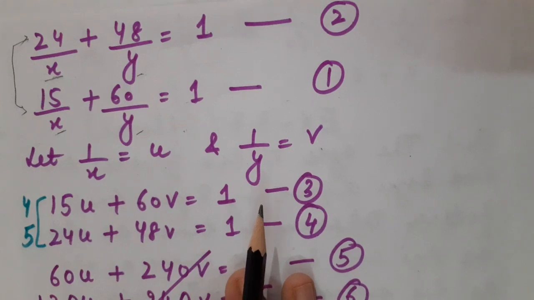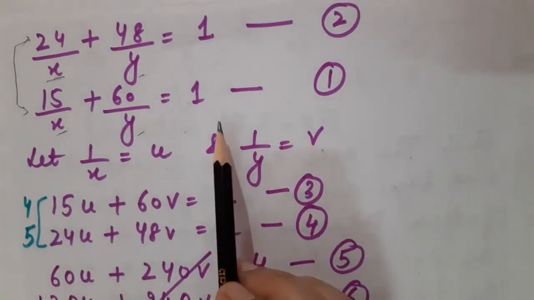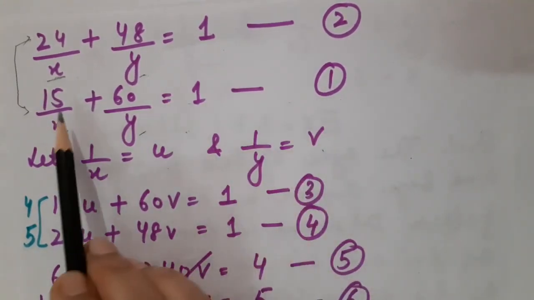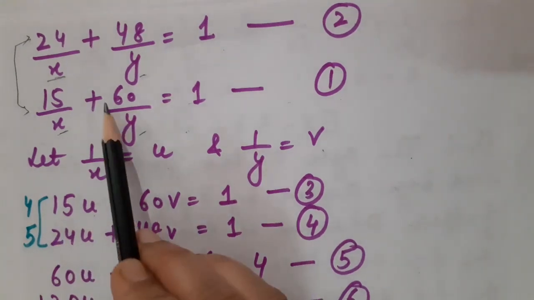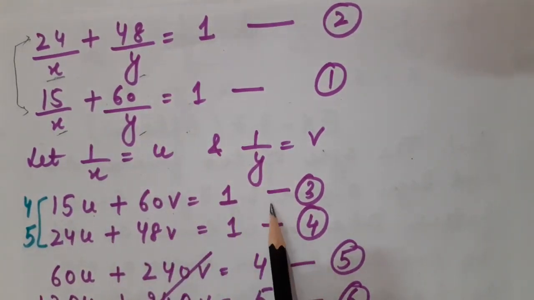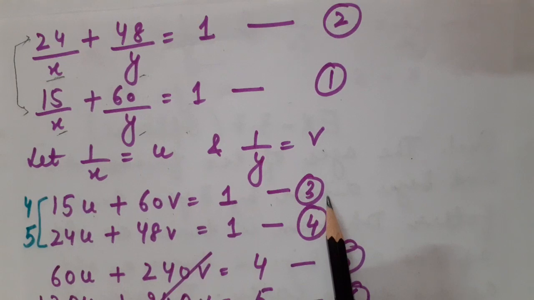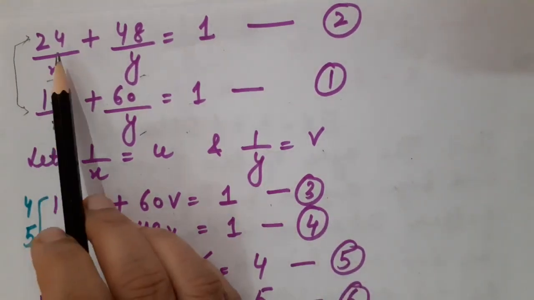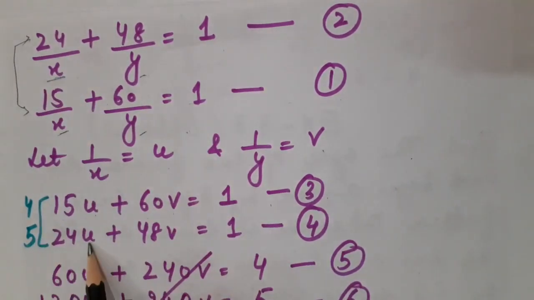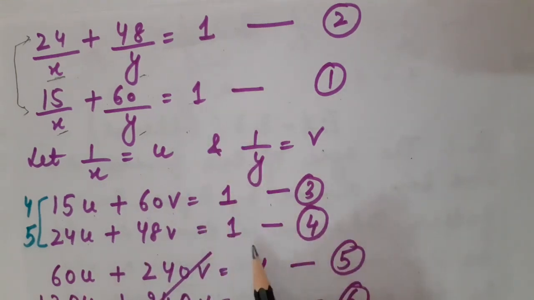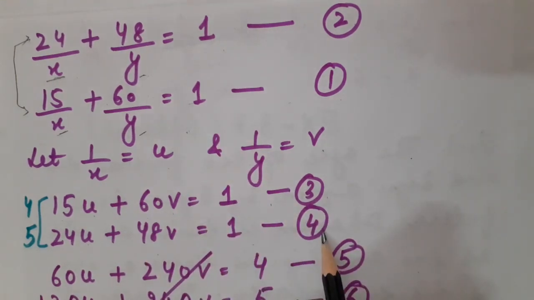What will equation number 2 become, children? Please be focused. First of all, equation number 1. This will become 15u plus 60v is equal to 1. I have given it another name, that is equation number 3. And equation number 2 will become 24u plus 48v is equal to 1. That has become equation number 4.